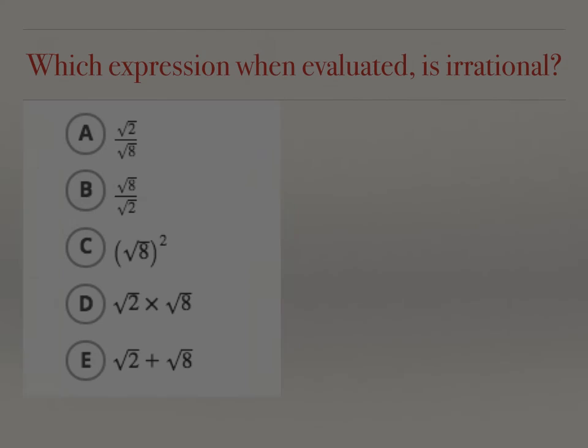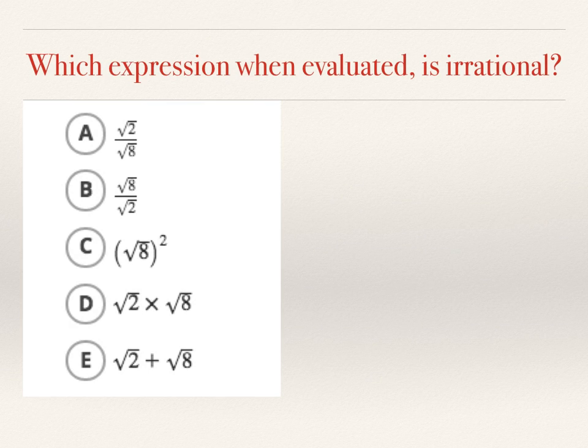Next example. Which expression, when evaluated, is irrational? So let's take a look, and we will try to be, again, creative when we consider these. If we have a fraction where the numerator and the denominator are both square root, we can write it as a single fraction under the radical. Now 2/8 simplifies to 1/4. I can take the square root of 1 and the square root of 4, so the square root of 1/4 is 1/2. That is not an irrational number.